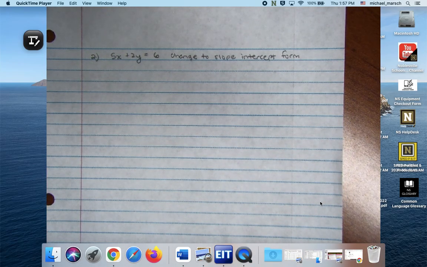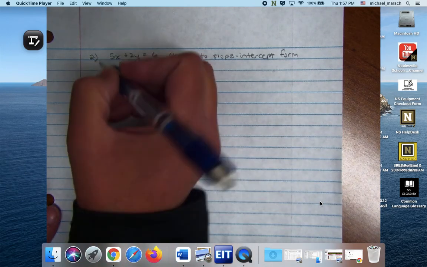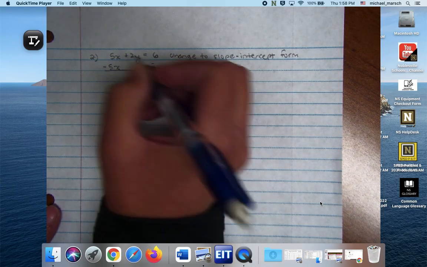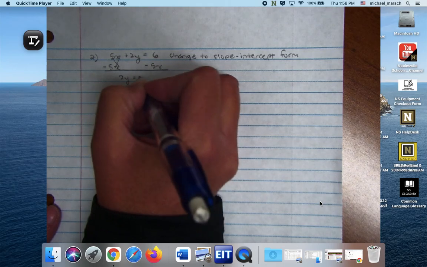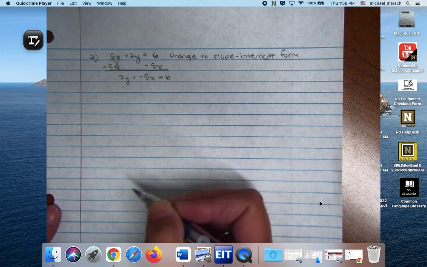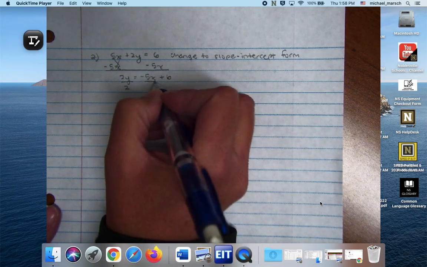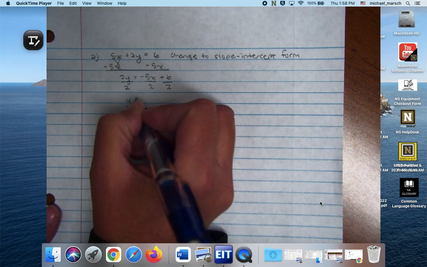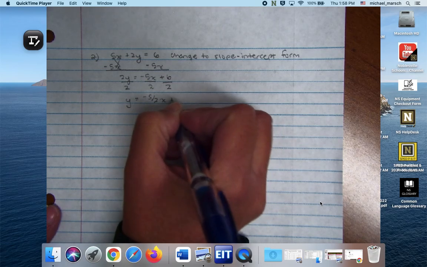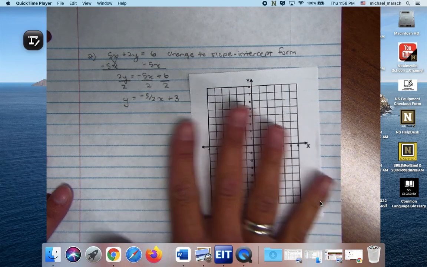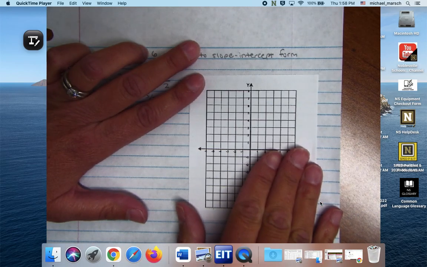So same thing. We're going to take this equation and change it into slope-intercept form. So I would subtract the 5x from both sides. Now I have 2y equals negative 5x plus 6. Divide everything by 2. Then I'll glue in another piece of paper, another graph.